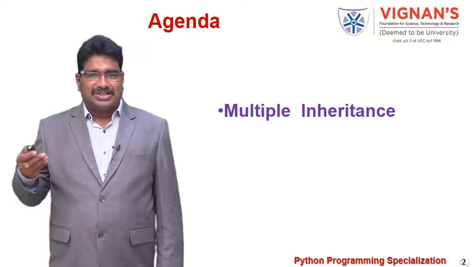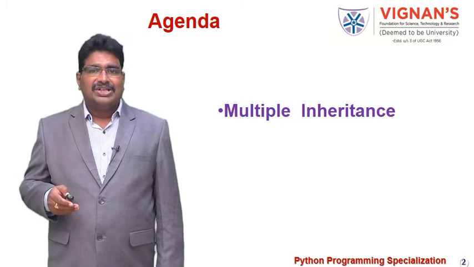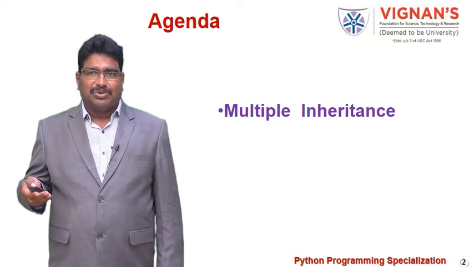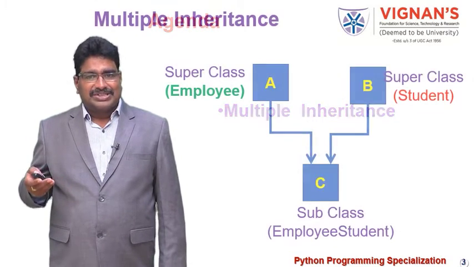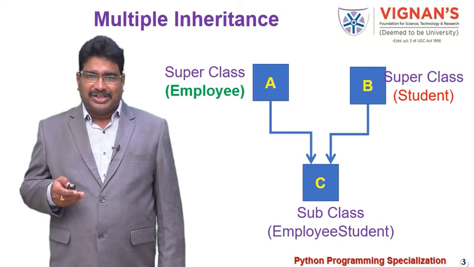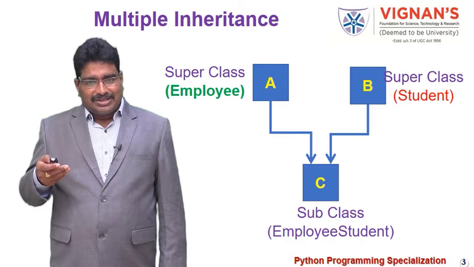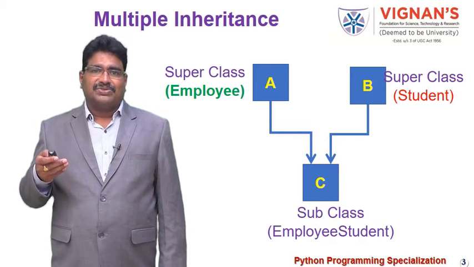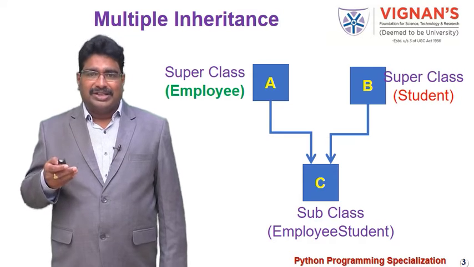In the previous class, we discussed single inheritance and multi-level inheritance. In today's class, we will discuss multiple inheritance. First of all, we need to discuss the need for multiple inheritance. For example, if we want to derive a class that needs to inherit features from more than one class, then we go for multiple inheritance.